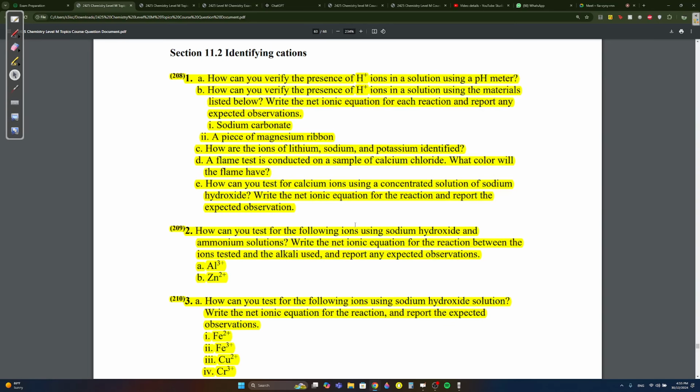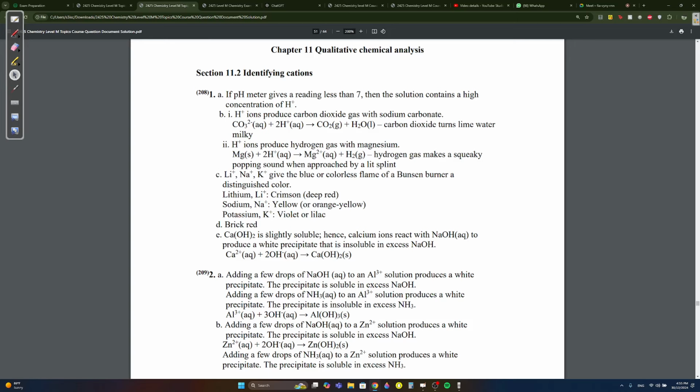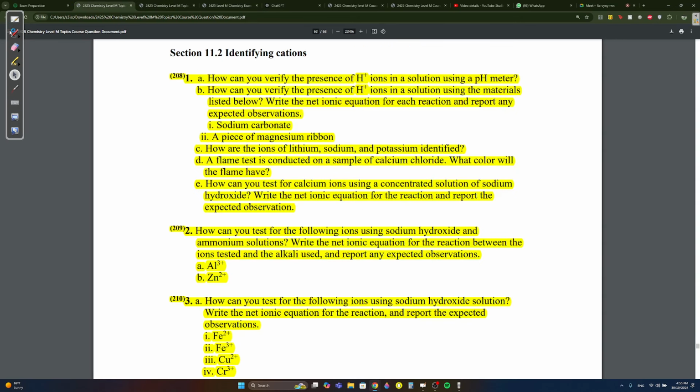Report the expected observation. For this one, honestly, I don't understand it, but just memorize it. If you add it to a base, it makes calcium hydroxide, which is slightly soluble, so it makes a white precipitate. Oh, I just understood it. Calcium, and you have NaOH and NH3.